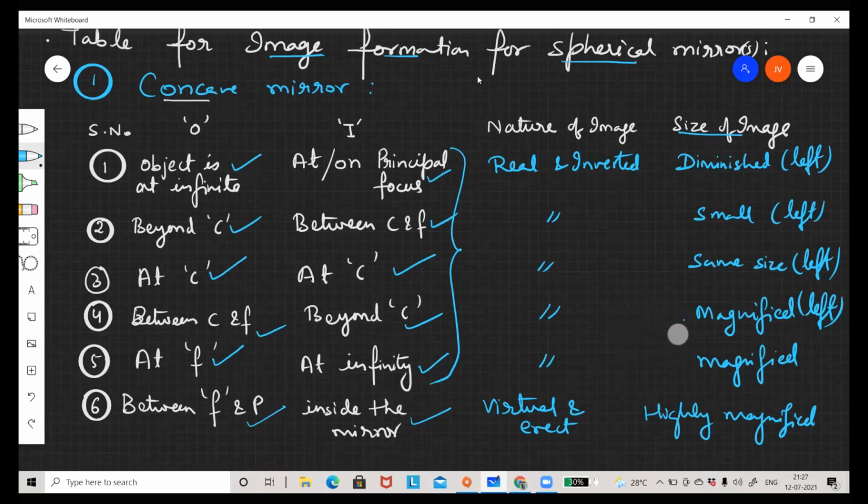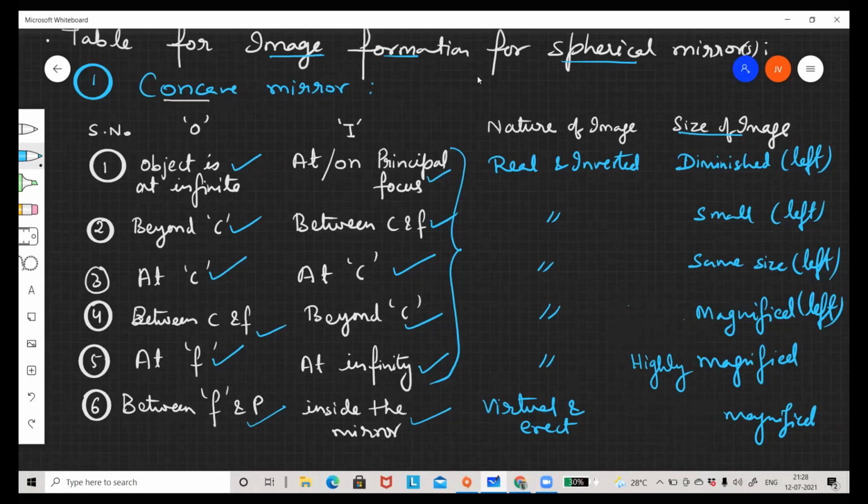Yeah, Shakti, I am clear. Oh, nice that you have a book beside you. Okay, exactly, you are right. Highly magnified is at F. Because when the object is at infinity, the image was diminished, so the opposite should happen when the object is at F. Correct. Yeah, thanks for correcting.